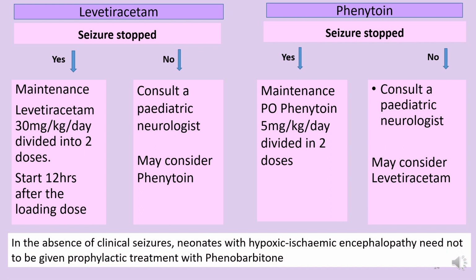It is very important to remember that we do not give phenobarbital prophylaxis to neonates who have had severe birth asphyxia and are at risk or have developed hypoxic ischemic encephalopathy. We do not give prophylactic phenobarb. You will only give phenobarbital if the neonate is actively convulsing, not for prophylaxis.